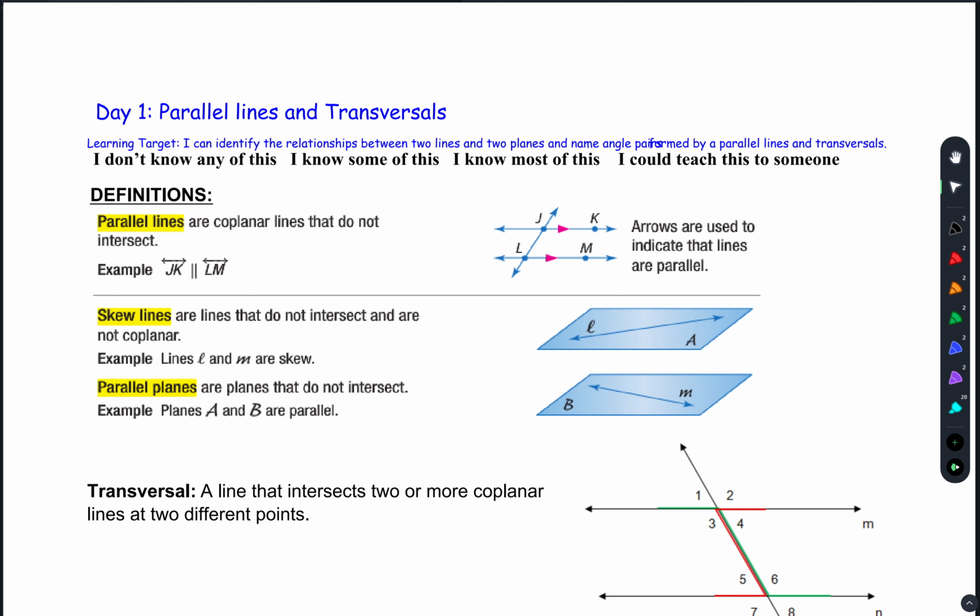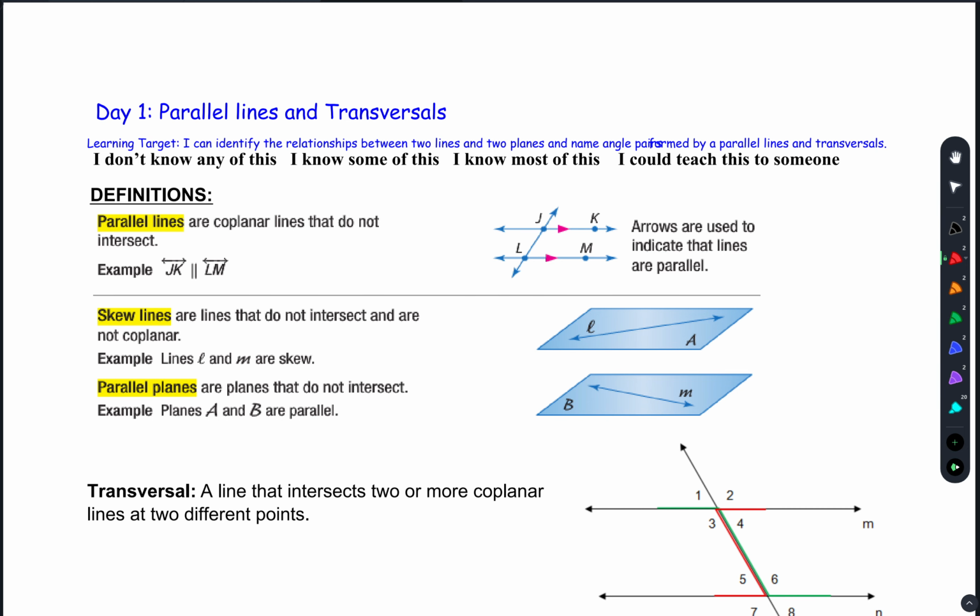So today's topic is parallel lines and transversals. What is a parallel line is our first vocab word. Parallel lines are lines that are on the same plane, but they don't intersect. For example, I have JK and LM.